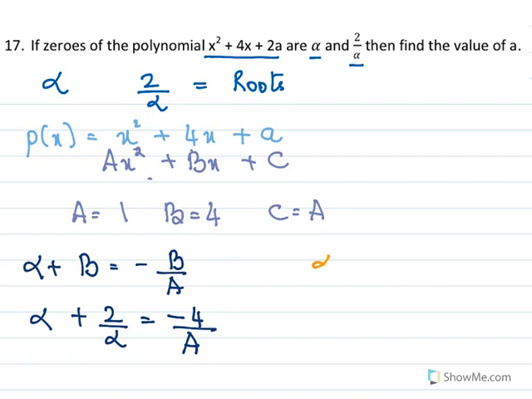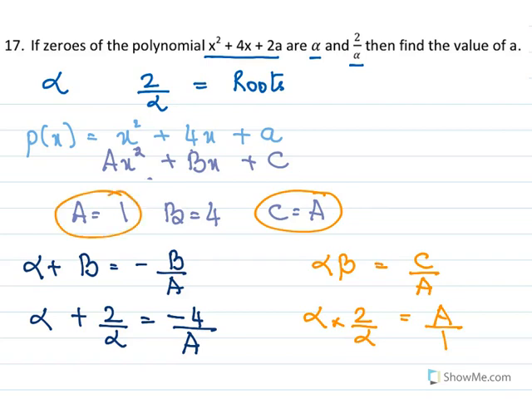Now we know the product of roots, that is alpha into beta, is C by A. So alpha, and we know beta was 2 by alpha. So alpha into 2 by alpha is C by A. Here I put C is a and A is 1. So this cancels out and a is equal to 2.